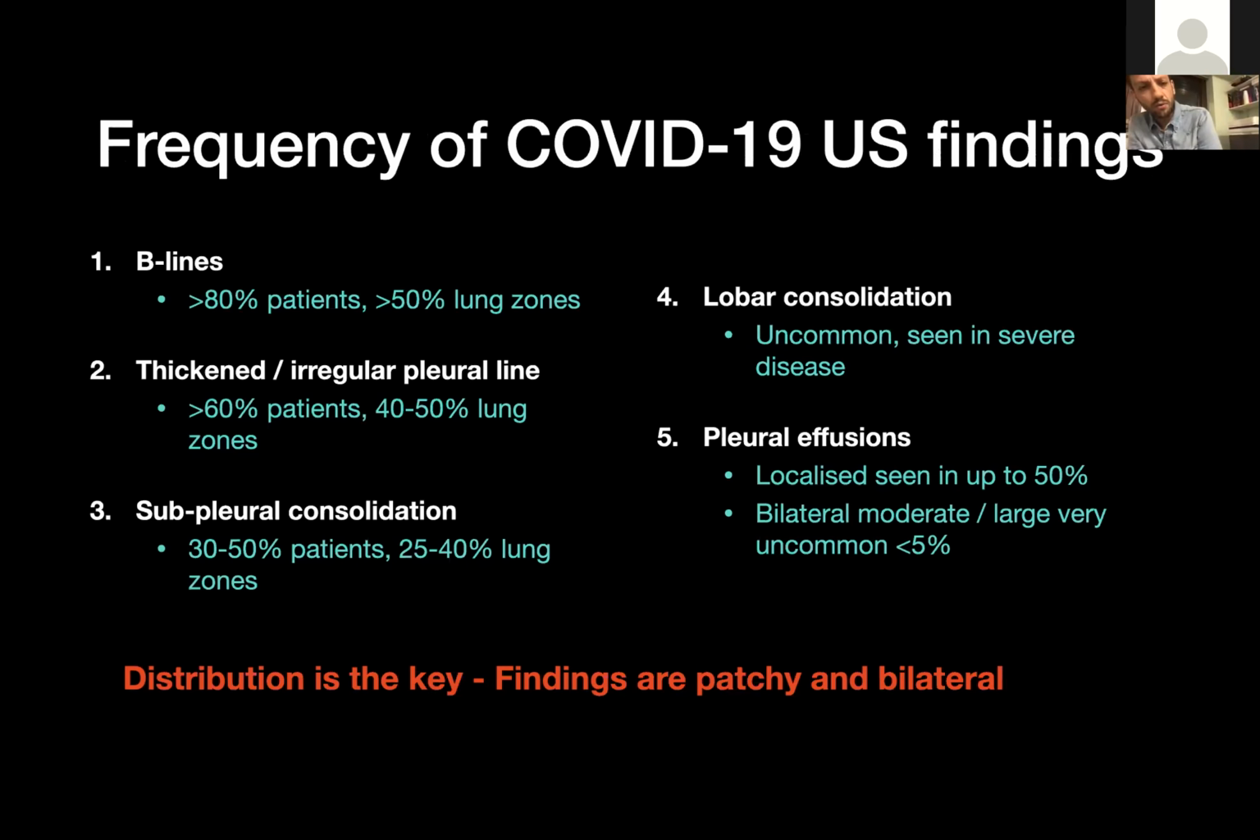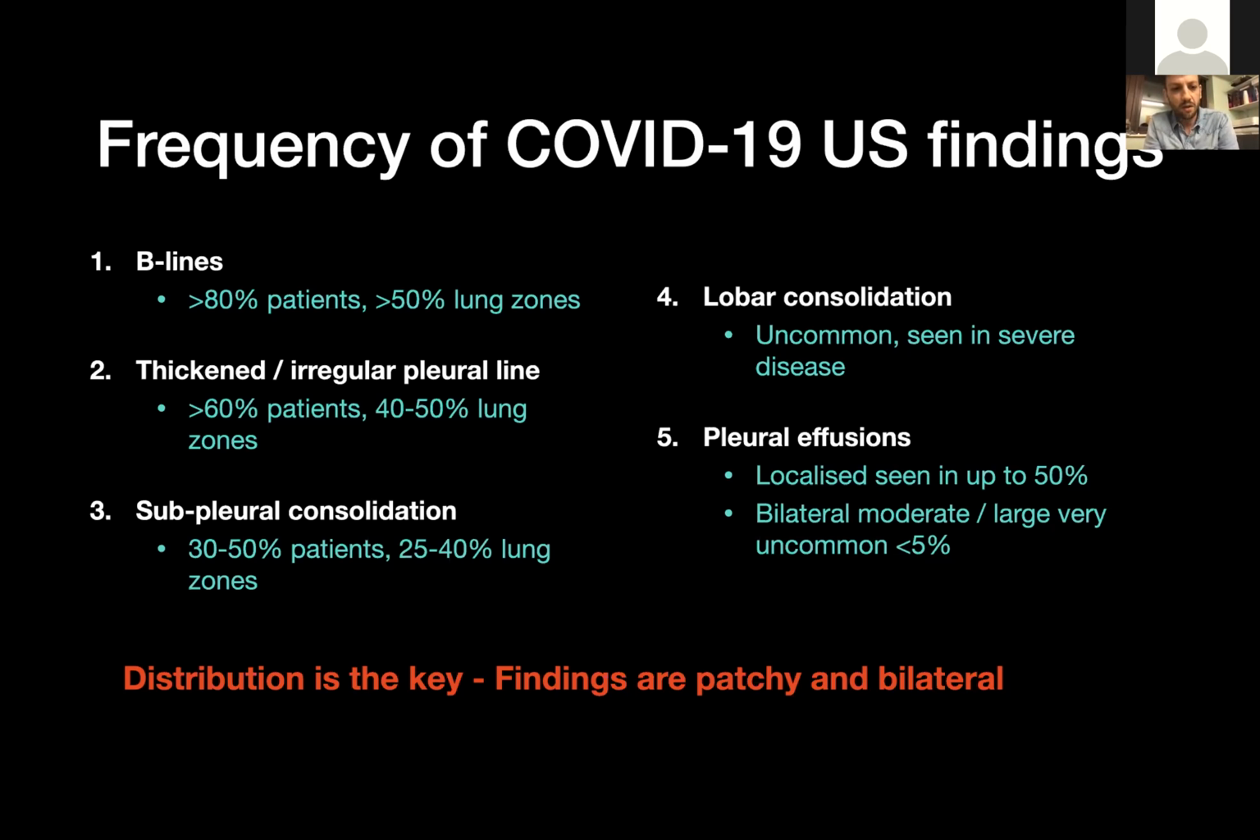So our ultrasound findings. B lines are the thing we're going to see most commonly, although that's the least specific of the signs for COVID-19. We're going to see B lines in around 80 to 90% of our patients with respiratory symptoms, and typically in more than half of the zones that we scan. Second most common, we're going to see a thickened or irregular pleural line, in roughly 60% of our patients.